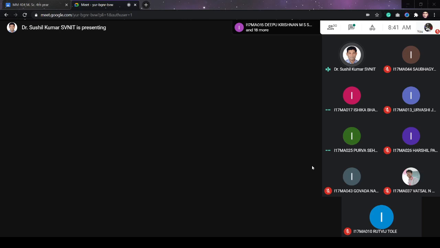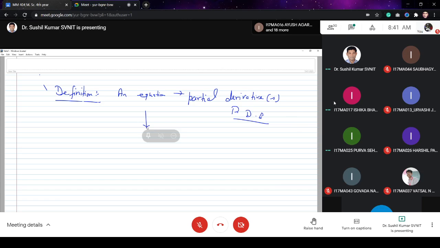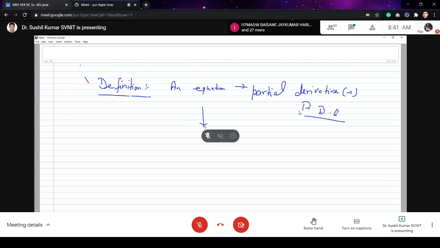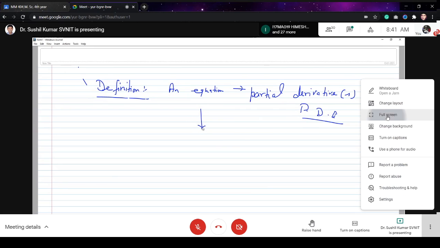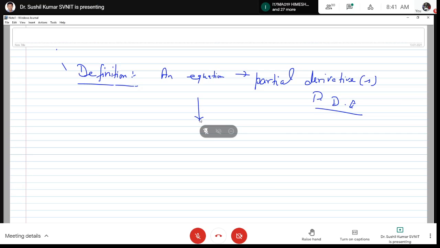Variable with respect to independent variable. Because for a derivative, obviously we require one dependent variable and one independent variable. If we have a system of ODEs, then we'll have more than one dependent variable.